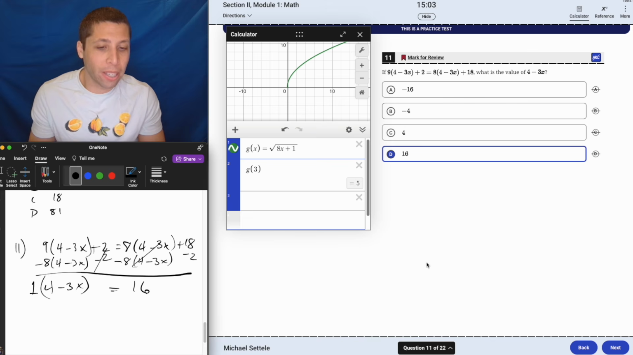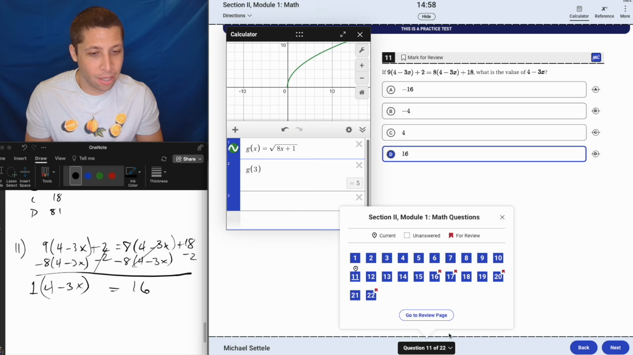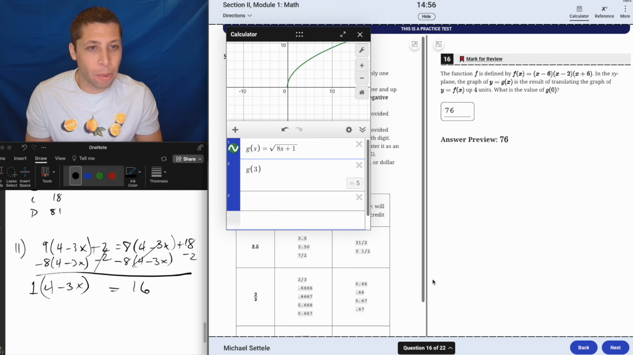So again, why are we getting things wrong? Because we don't know algebra, we don't know how to read instructions. If you're prepared for the SAT, the first math module should be really easy.